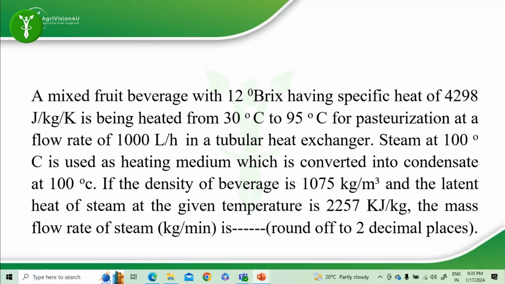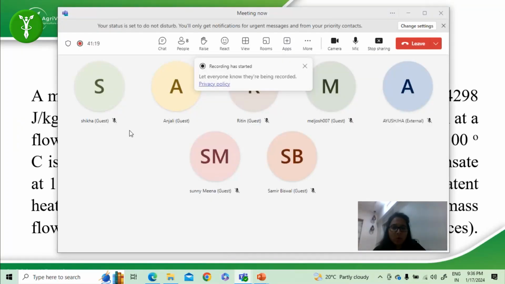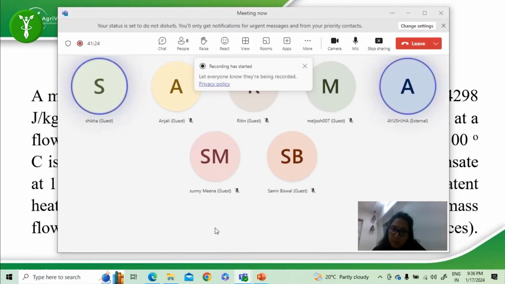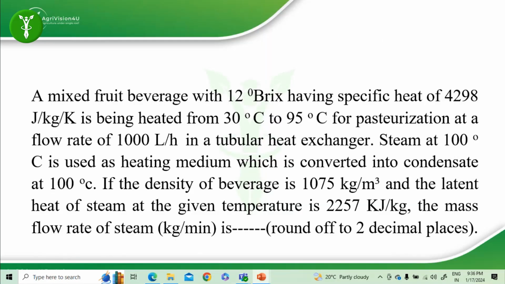Ma'am, I'm getting 2.217. Who got this answer? Anjali got 2.2. Then Shikha got 2.1. Ayush, you got 2.2, 19 itself, point something. I guess Ayush got 19 point something wrong somewhere. Ritin, Josh, Sunny, Samir, did you get any answer? No, ma'am, I haven't been able to solve this. No worries. Okay, fine. Very good, Anjali. Very good, Shikha. Answer is correct.